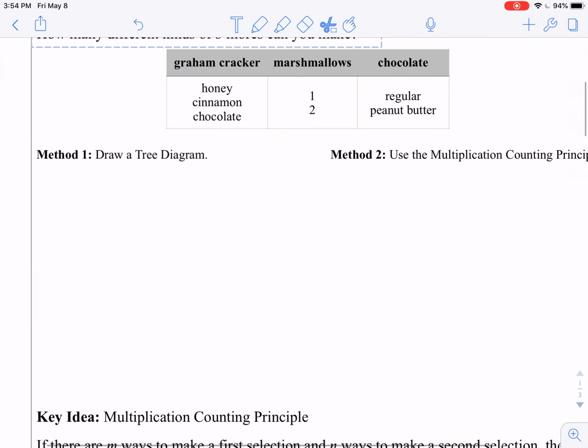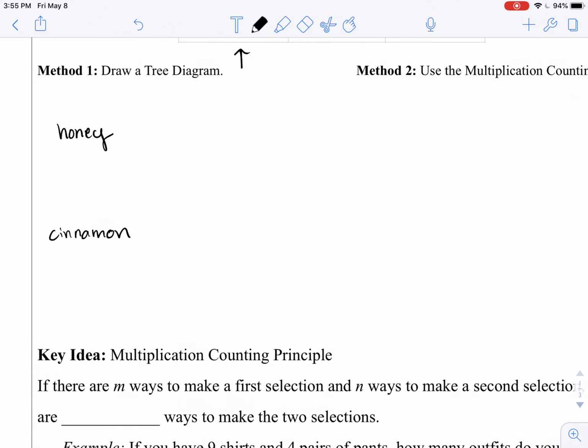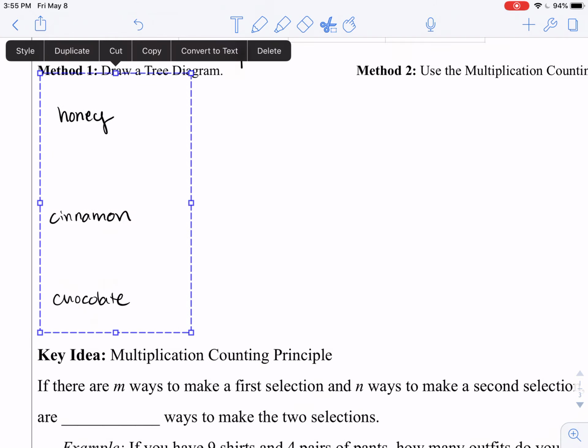The first way, for those of you who like visuals, is we can draw what's called a tree diagram. Now with a tree diagram, you'll start with your first set of options. That's your graham cracker. So you say, okay, if I have a honey graham cracker, or a cinnamon graham cracker, or let's say I pick a chocolate graham cracker. Those are your first options.